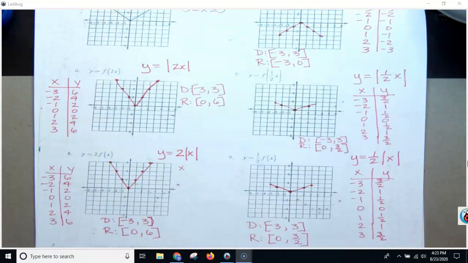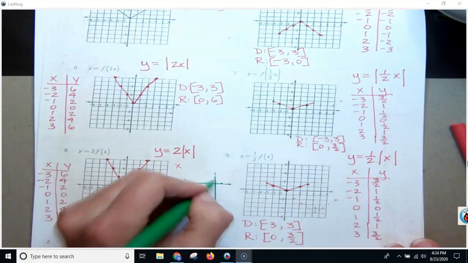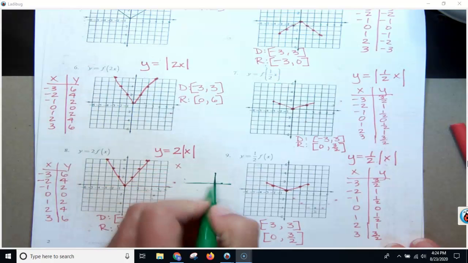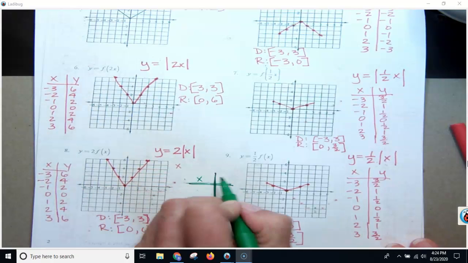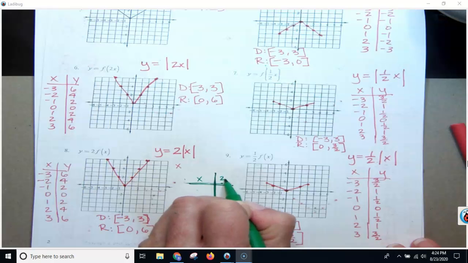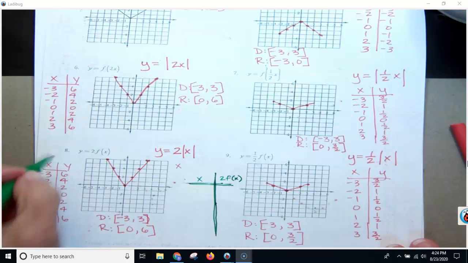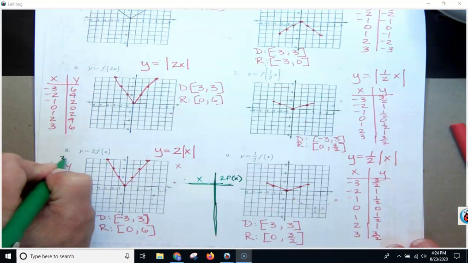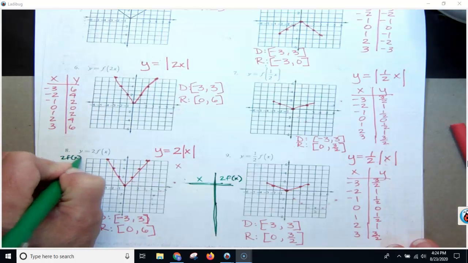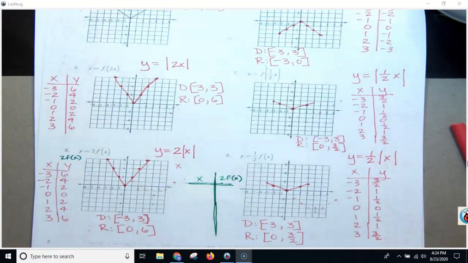All right, guys, so hopefully yours looks very similar to mine. Make sure you understand what is happening. Keep in mind that your table could have looked like where you've got your x on this side, and this is actually 2f of x on that side. Because that's the same, right? This is 2f of x. All right. Make sure you understand that.